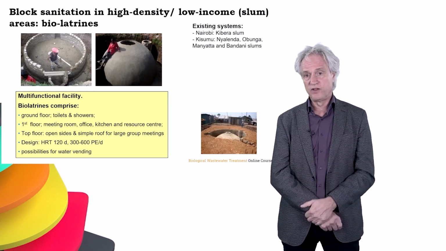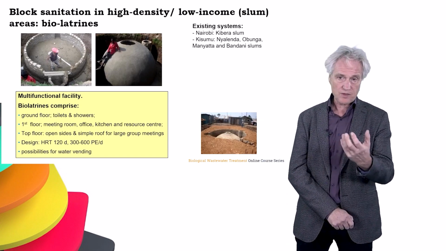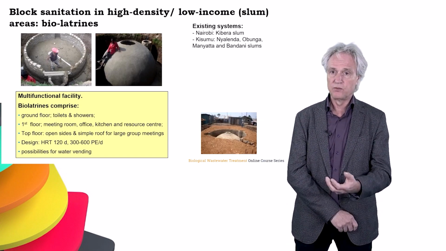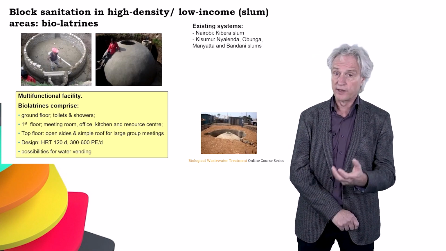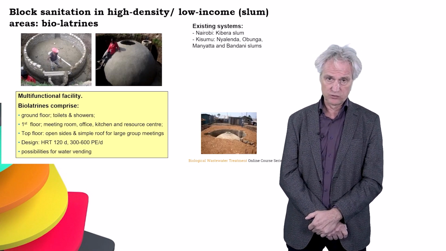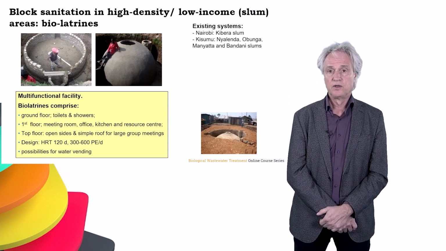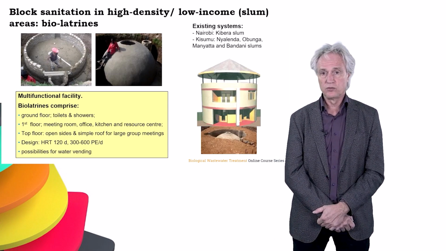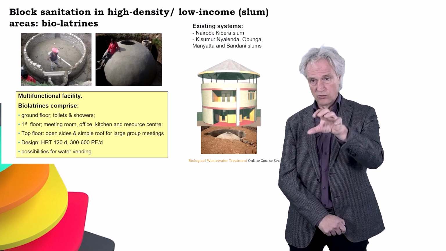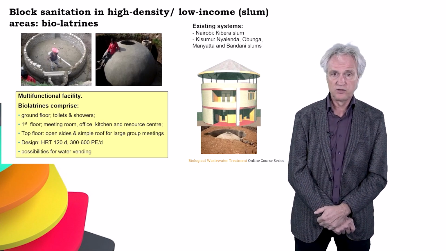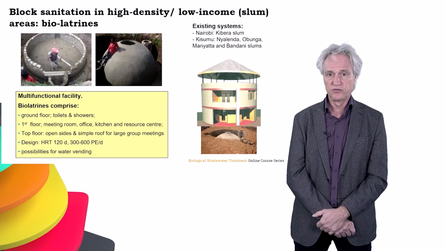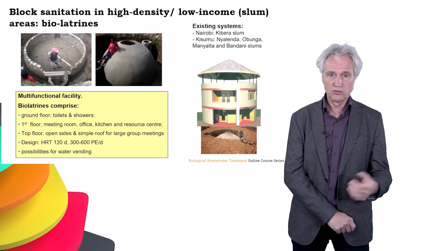Now, some of these toilet blocks are built. What I mentioned in Nairobi is one, Kisumu, but also in Kampala, Uganda, these toilet blocks are built. These toilet blocks are multifunctional, and they are built in this way. Below you see the digester. On the ground floor you have the toilets and the showers. On the first floor you have some meeting rooms, offices, kitchen and resource centers.